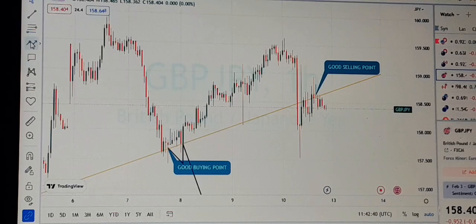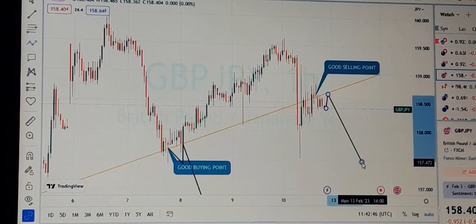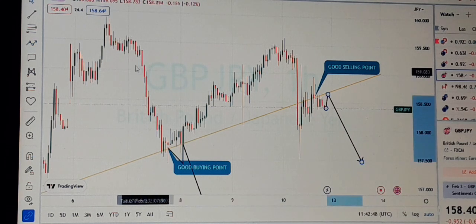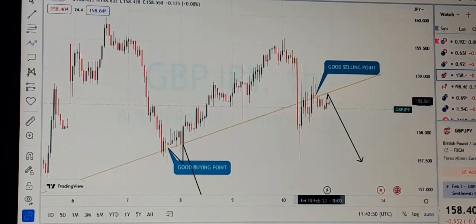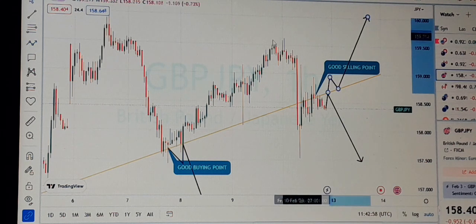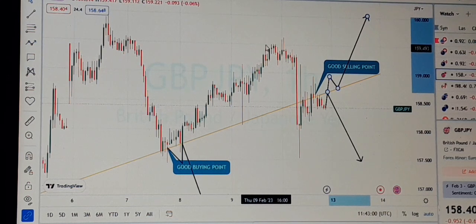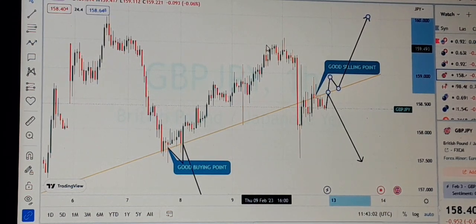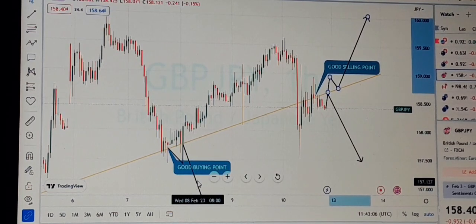So this is what we will be waiting to see. If that happens, check down. If it doesn't, we wait to see another thing like this. If price comes above it and closes and does a retest, it will be a good buying point, but not a selling point now. But since price has broken below, it is a good selling point.